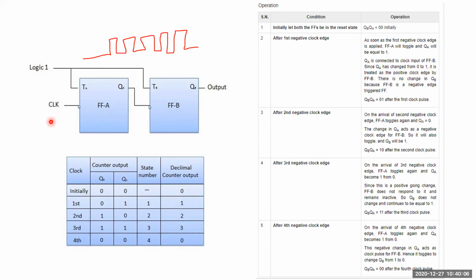Initially, for the first flip flop, we gave a negative edge. Here QA has become 1, so for the second flip flop a positive edge of the clock is given as the clock input. If that is the case, what happens then? There is no change in QB, because the second flip flop is a negative edge triggered flip flop.